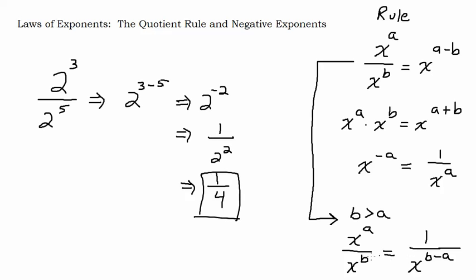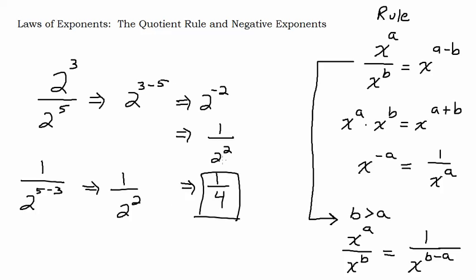But if we use this modified version here of the quotient rule, since 5 is bigger than 3, I'm going to subtract the 3 from the 5, and since the 5 is bigger than the 3, then my answer needs to go in the denominator where my largest exponent was. So I could think of it like this. And then that would give me 1 over 2 squared, which also brings me to 1/4. So you could go this route or this route.